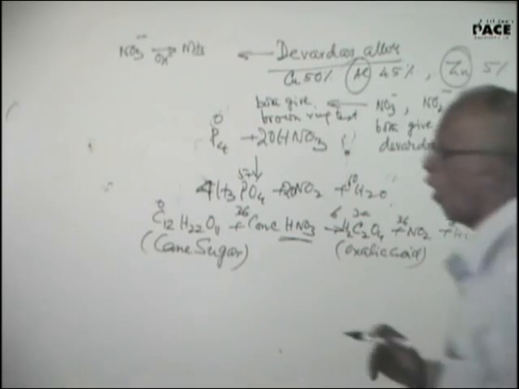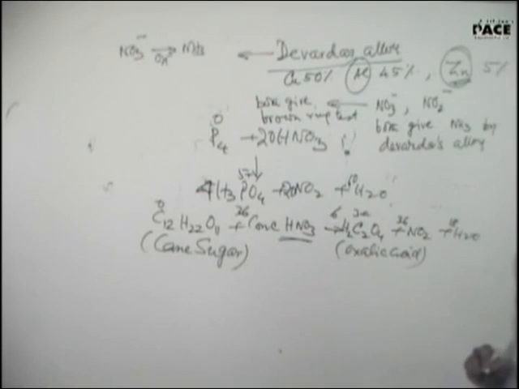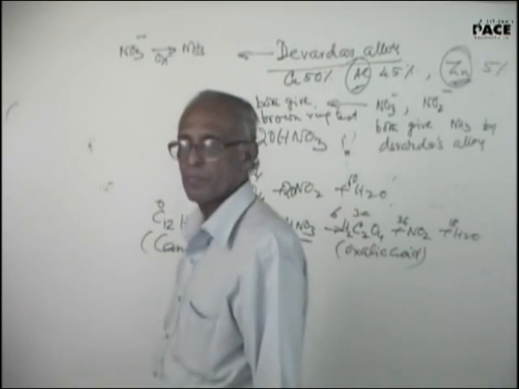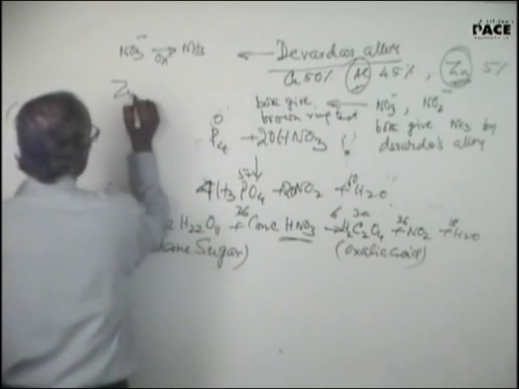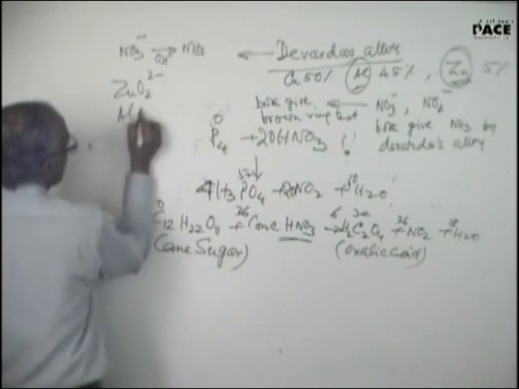What is the product formed by zinc and by aluminium in this reaction? Zinc forms zincate and aluminium forms aluminate.